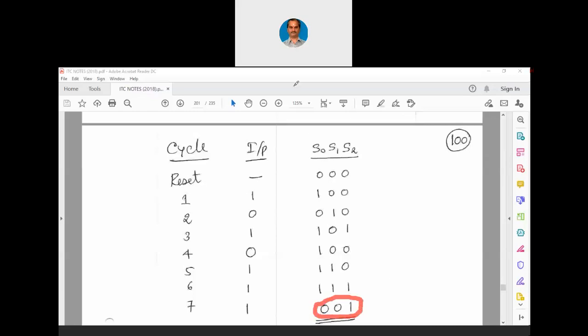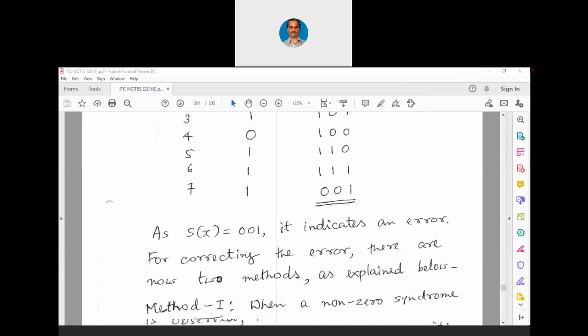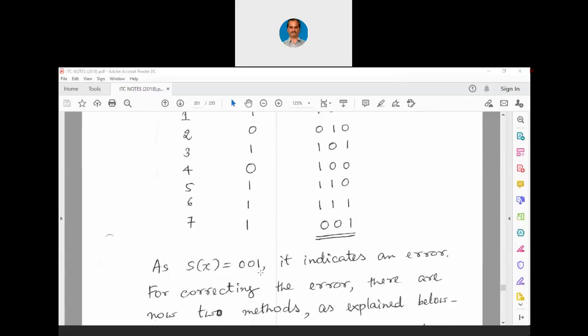Now the 0, 0, 1 has to be taken out from the registers by making enable 1 equals 0 and enable 2 equals 1. So as S of x is 0, 0, 1, the syndrome is 0, 0, 1, it indicates an error. For correcting the error, there are 2 methods as explained below.